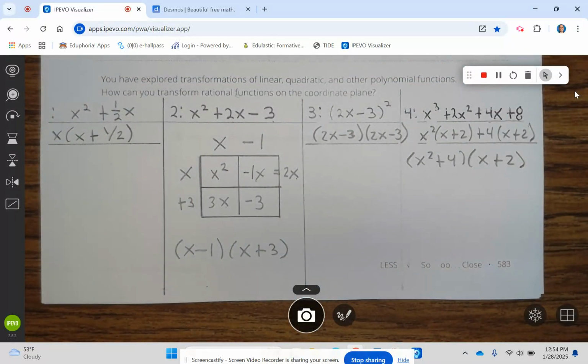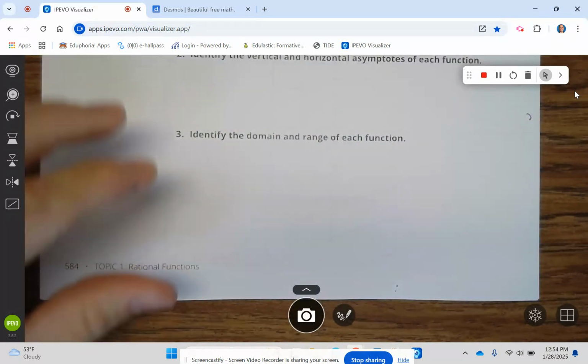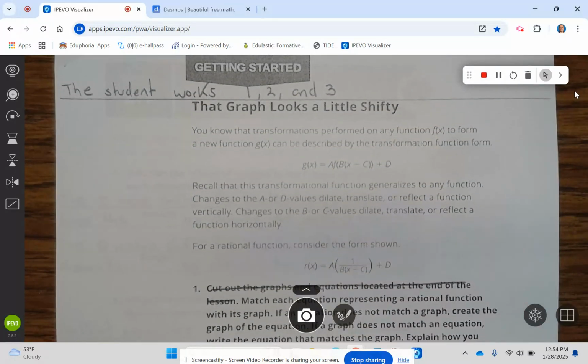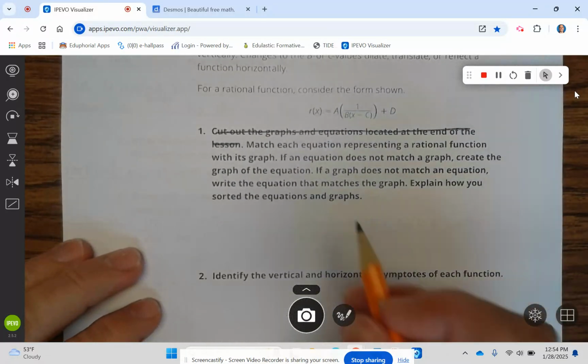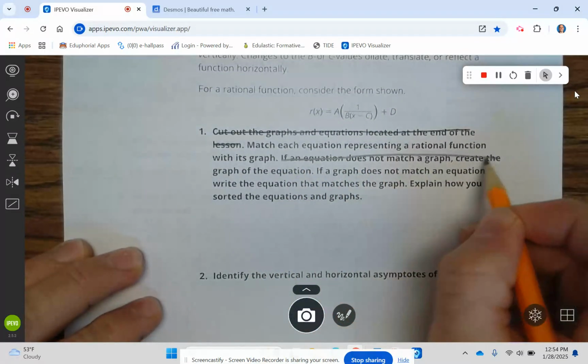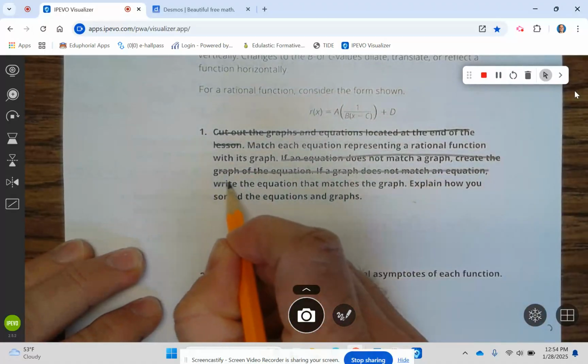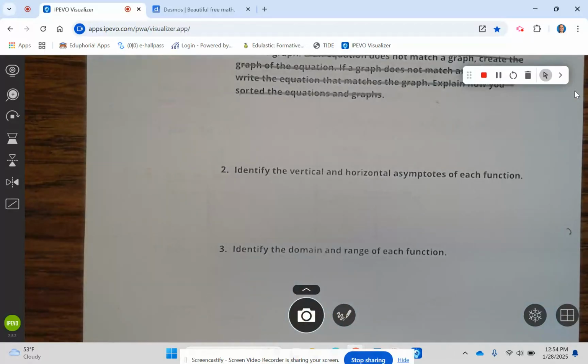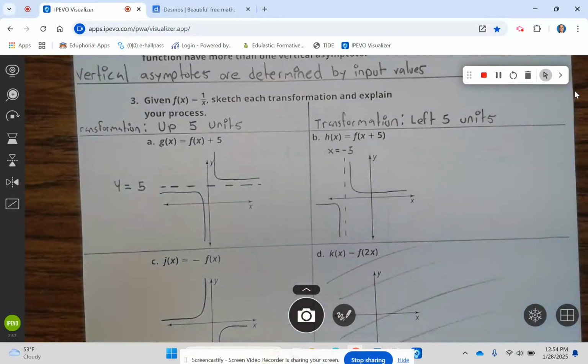Alright, let's take a look at the next page. The student works 1, 2, and 3. Let's take a look at the next page.